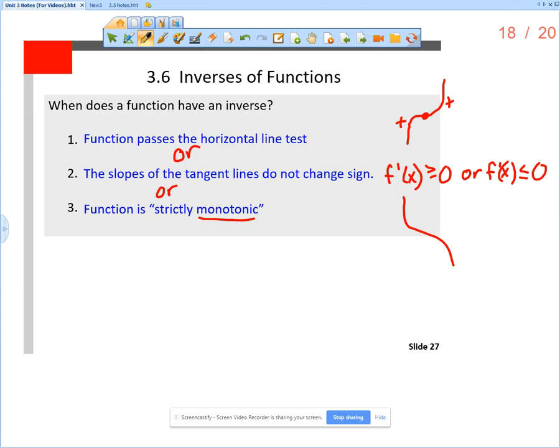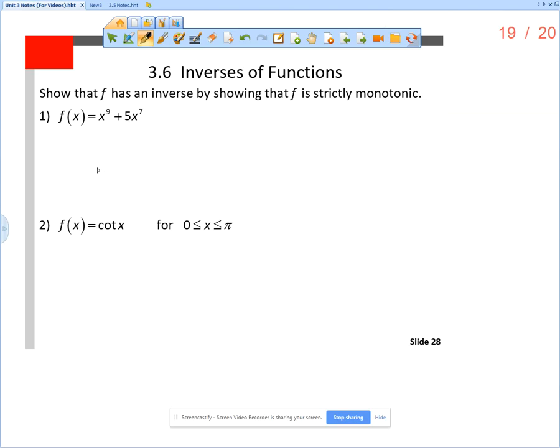Well, that's a graphical method, and so just drawing a graph isn't always the best, but number two is very good. So basically, if we can determine that f prime is either greater than or equal to 0 or less than or equal to 0 for all x, then we can say that f is strictly monotonic. So in other words, let's find f prime of x.